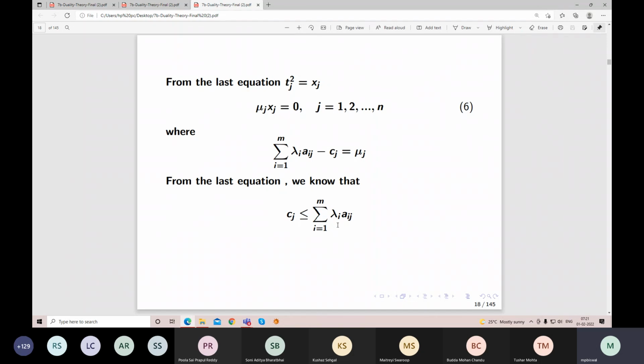Now you verify whether from these two equations, the previous two equations, you can establish this or not. Check. You can establish or not. If you say yes, then we will proceed.